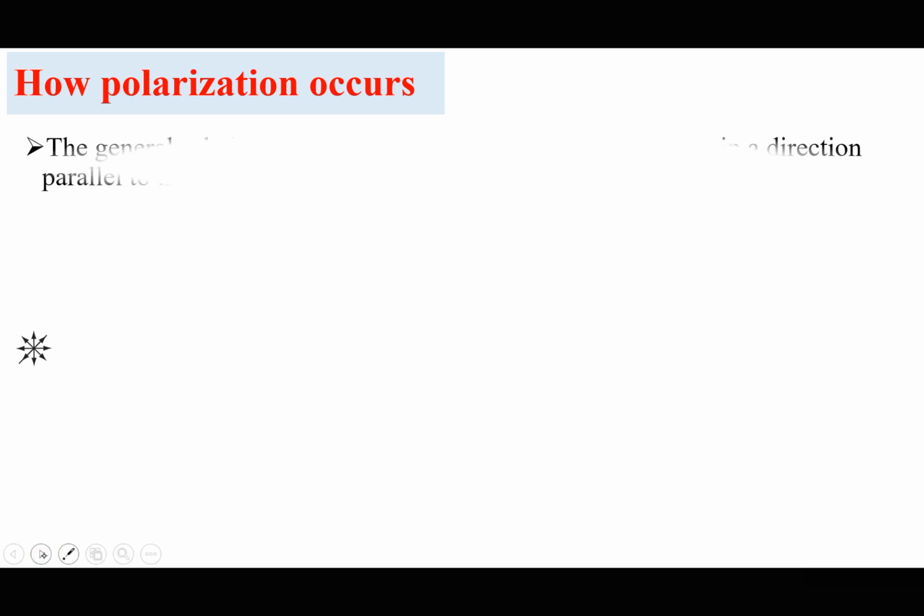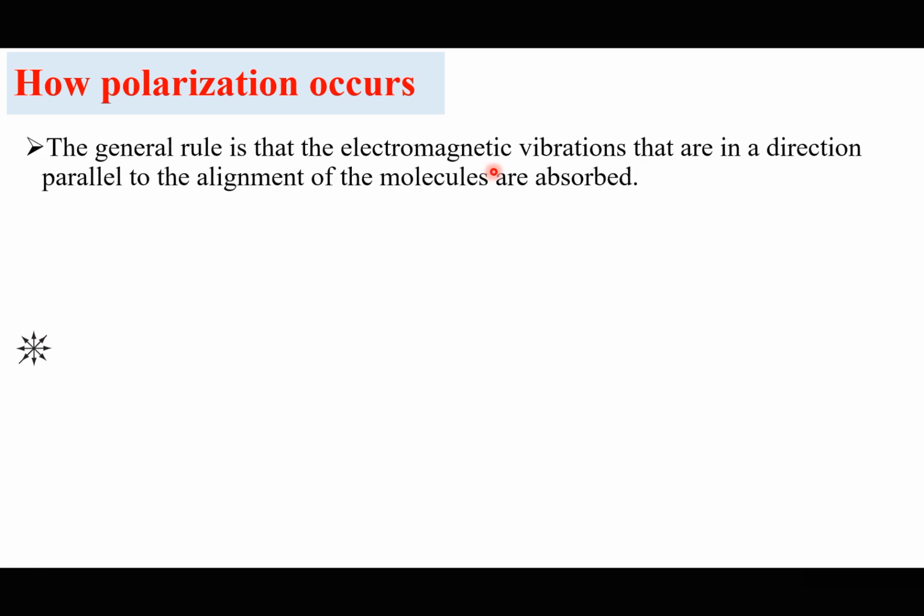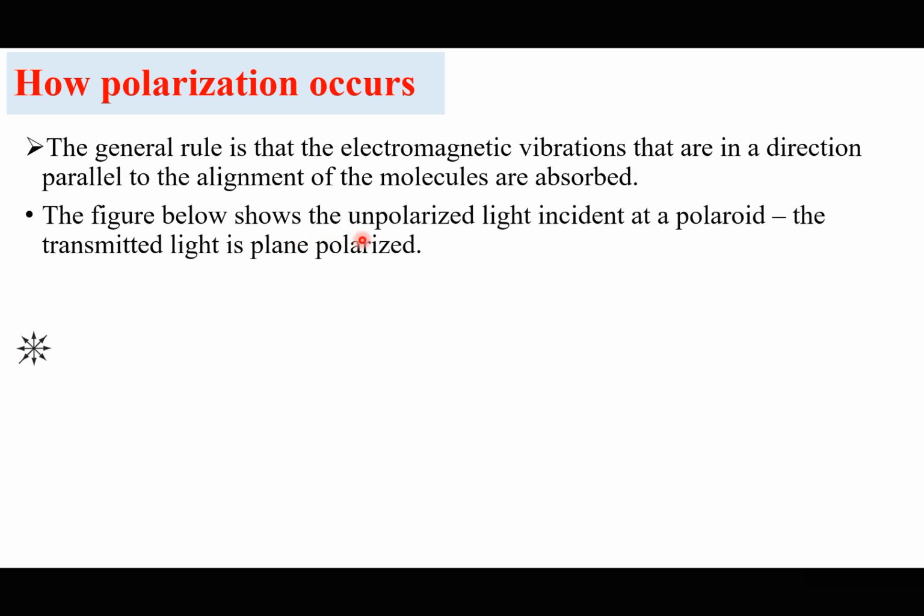So the general rule is that the electromagnetic vibrations in a direction parallel to the alignment of the molecules are always absorbed. That is, the electric field vector vibrations which are parallel to the alignment of the molecules are always absorbed. This figure below shows how unpolarized light incident on the polaroid undergoes polarization.